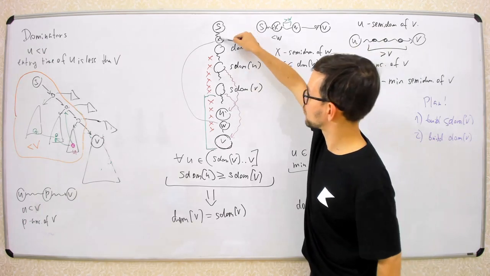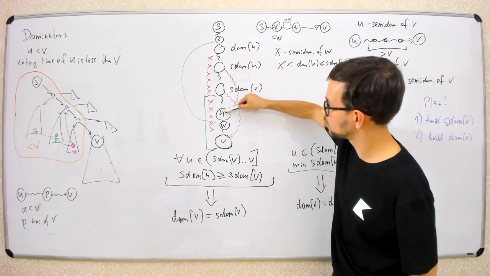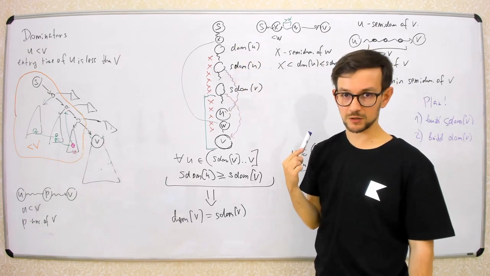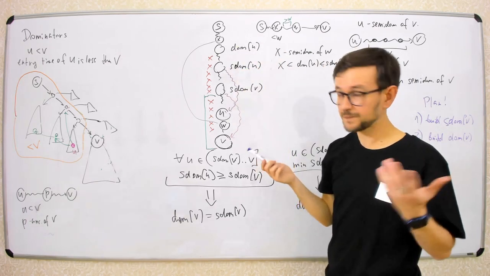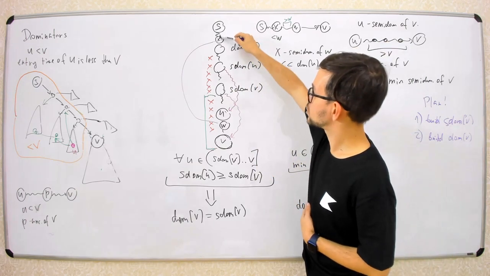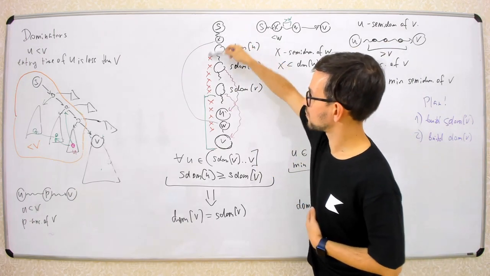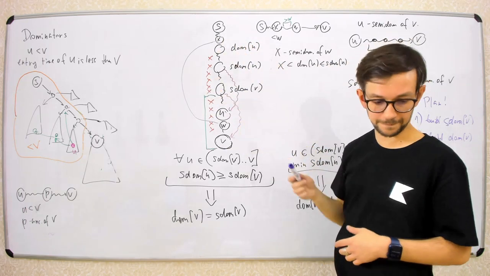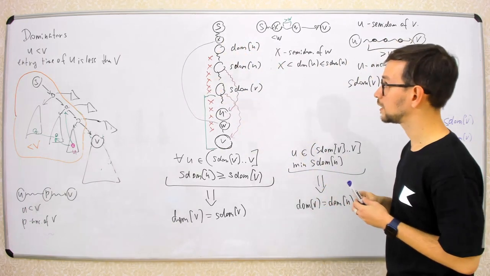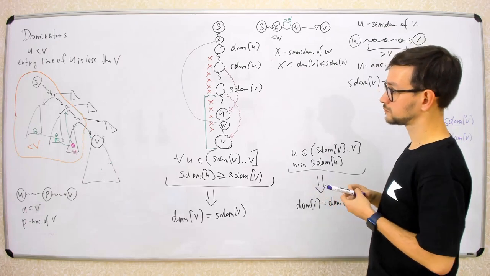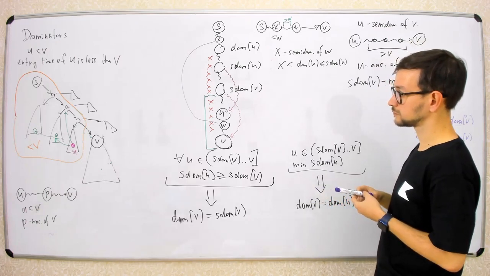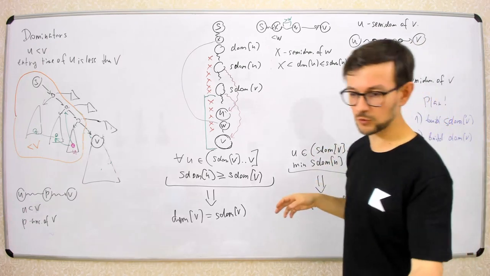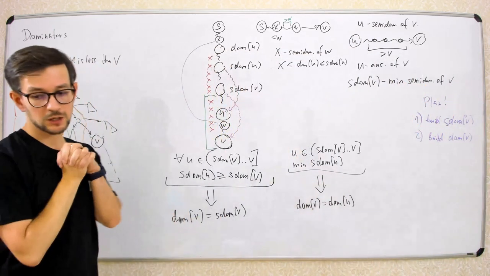Because if we go from here, go here, then we can visit node U and avoid this dominator. So this is not a dominator. So if we have a path which avoids the dominator, it also must avoid all this region actually. It might go here and then go straight here. That's all. That's the whole proof.